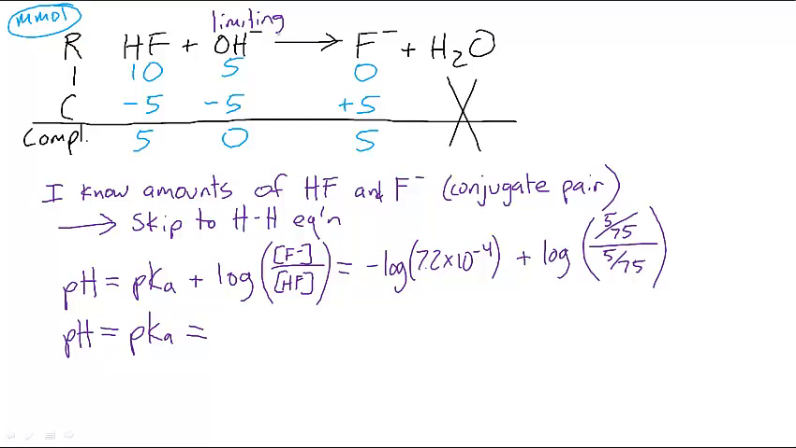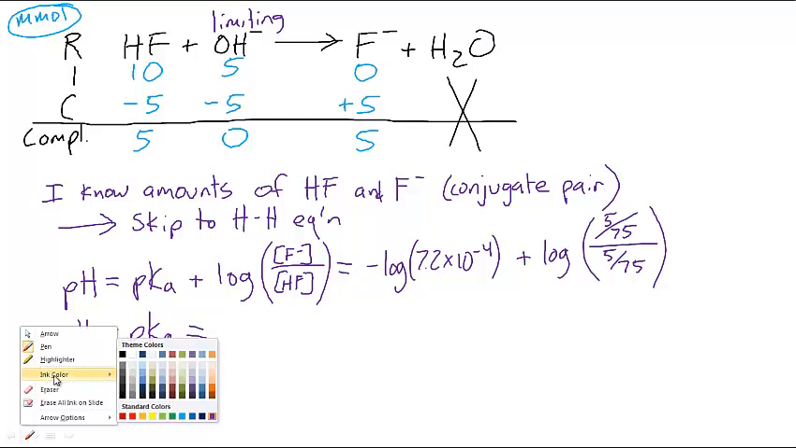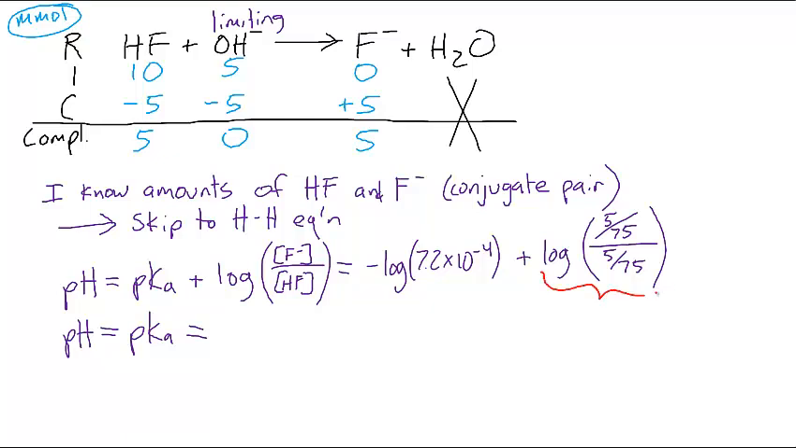We've seen this scenario before. I have equal concentrations of an acid and its conjugate base. When that's the case, the pH equals the pKa. I wrote out the HH equation up above, but the key is, since the two concentrations are the same, this second part of it equals 0. So the pH is going to equal the pKa, which turns out is 3.14.